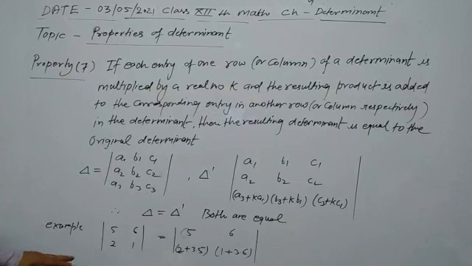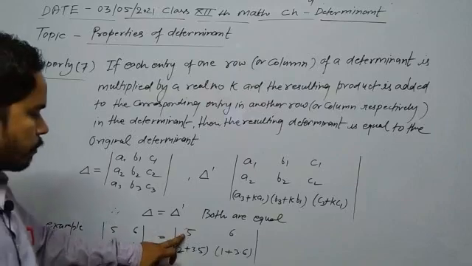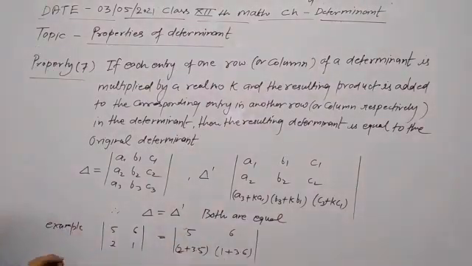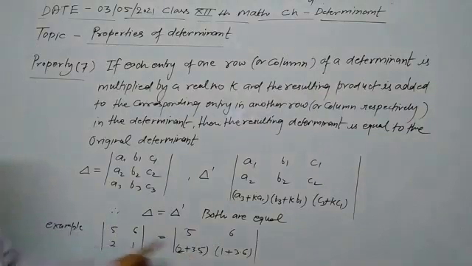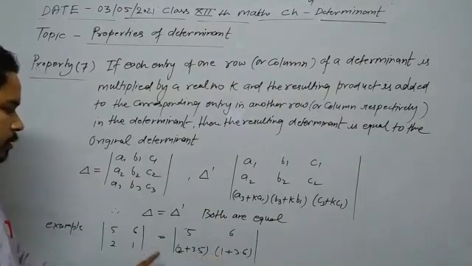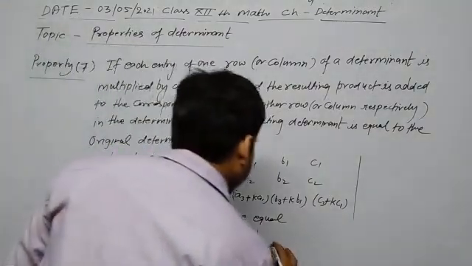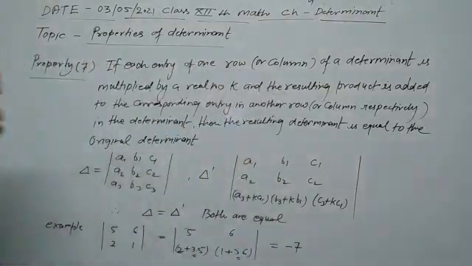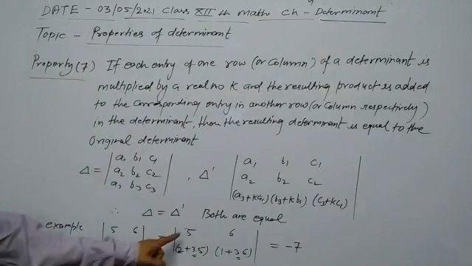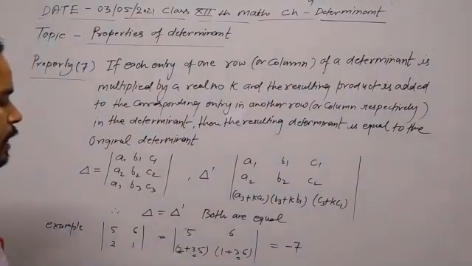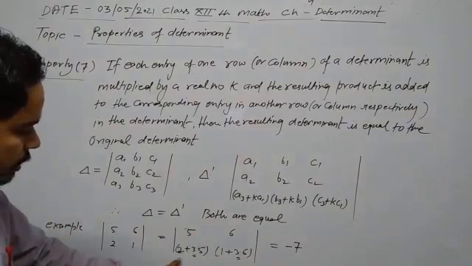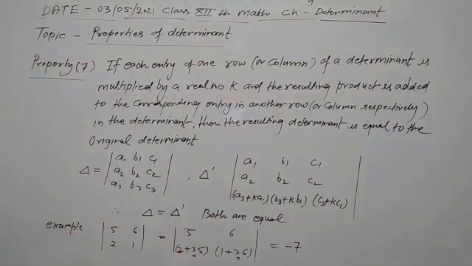See, I have taken an example 5 6, 2 1 and a 5 6. R2 can be expressed as 2 plus 3 times 5 and 1 plus 3 times 6. This is a non-zero real number and both results are minus 7. Take it, 5 ones are 5 minus 12, that will be minus 7, and this is 5 multiplied by 19, that is 95, and this is 17 multiplied by 6, that is 102. So the result is minus 7.